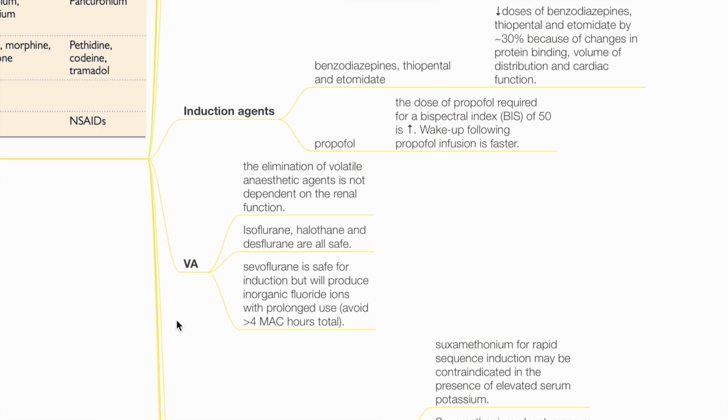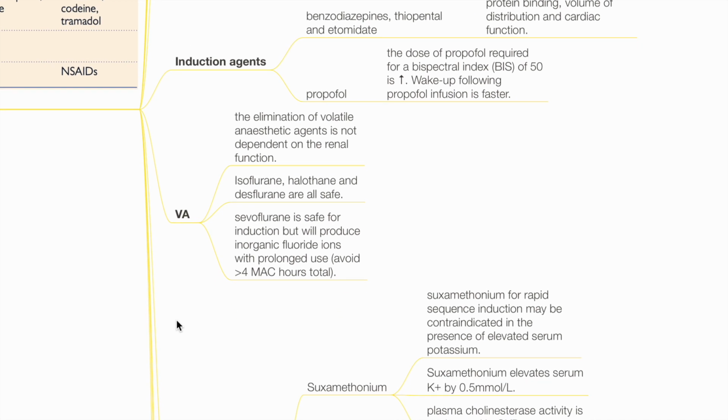The elimination of volatile anesthetic agents is not dependent on renal function. Isoflurane, halothane, and desflurane are all safe. Sevoflurane is safe for induction but will produce inorganic fluoride ions with prolonged use. Avoid more than 4 hours total.